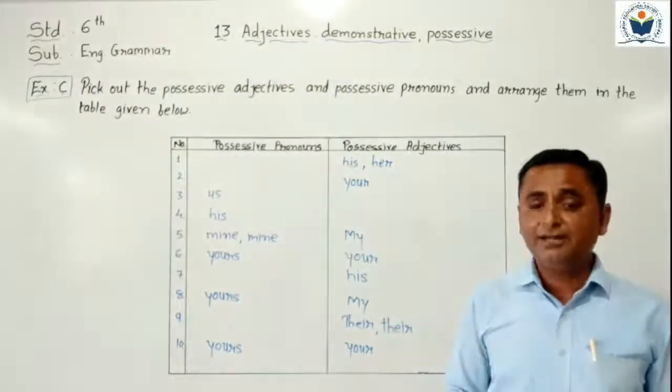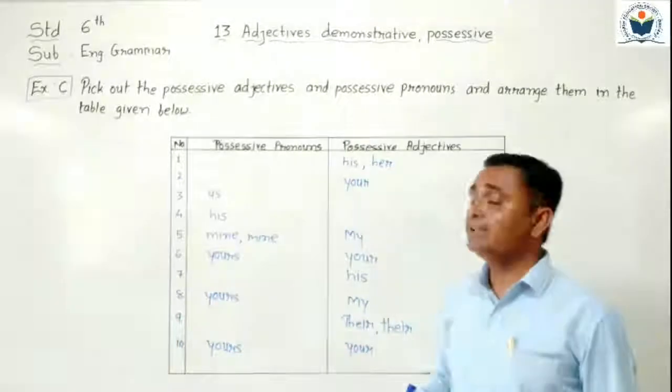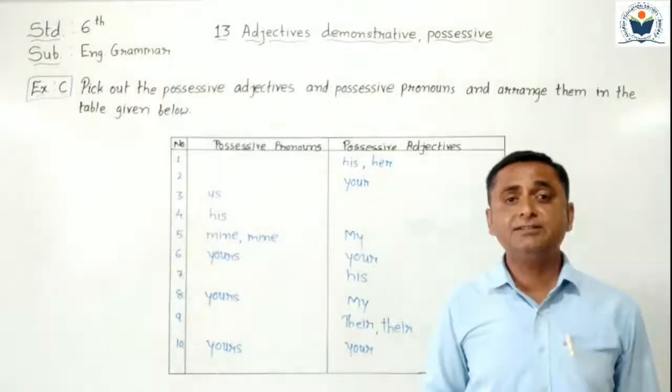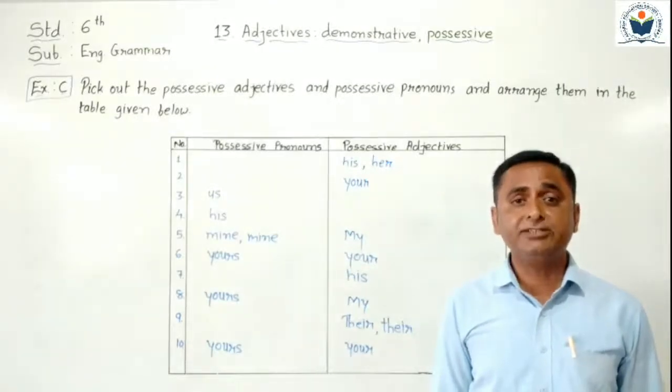With that, here our lesson number 13, adjectives: demonstrative, possessive, we have completed. The remaining lessons we will see in our next video.